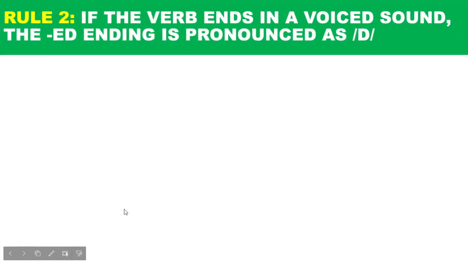Then the next one, rule 2: if the verb ends in a voiced sound, the ed ending is pronounced as D. Take note, if it ends in a voiceless sound, the ed ending is pronounced as T. But this rule number 2 says that if the verb ends in a voiced sound, the ed ending is pronounced as D. It might interest you to know that T is voiceless and D is voiced. So you can see the correlation.